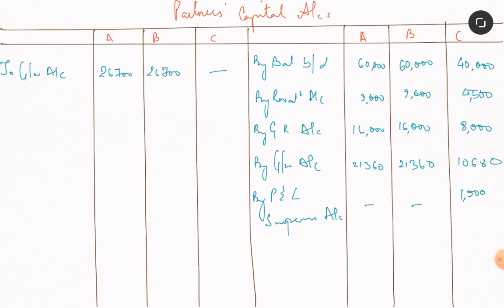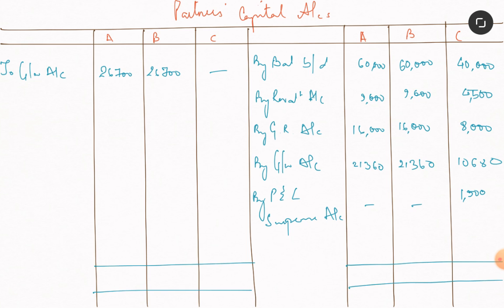So we have recorded the opening balance, we've recorded the revaluation account, we've also transferred the general reserve, which was your undistributed profits, and we have also recorded the goodwill. We have written up the goodwill, we have written off the goodwill, and we have also calculated the profit and loss for the retiring partner. Okay, so now we have completely recorded all of your transactions and the adjustments also.